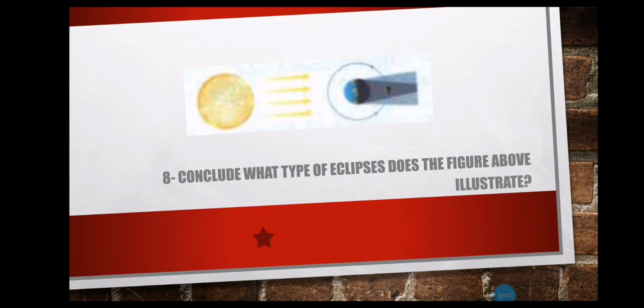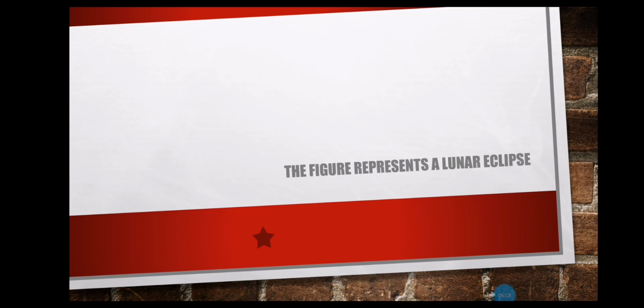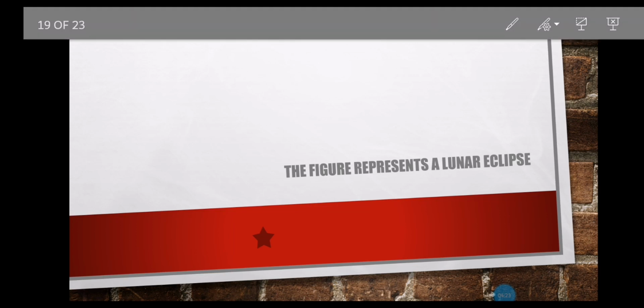Conclude what type of eclipse the figure above illustrates. So as you can see in the figure, I have an object giving light, which is the sun. I have two other objects. One of them is bigger than the other, so we assume that this is Earth, and the moon is in the shadow of the Earth. It's in the umbra of the Earth. So we have a lunar eclipse. The figure represents a lunar eclipse.